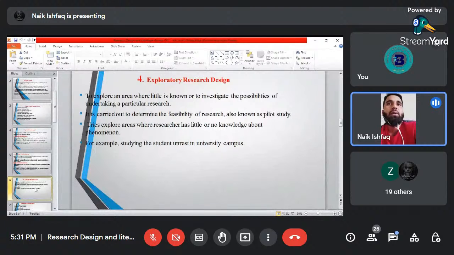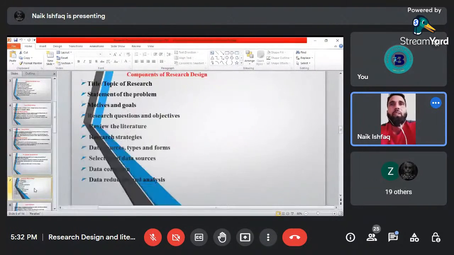It is carried out to determine the feasibility of the research. This research strategy, this research design, we can also call a pilot study. It tries to explore an area where the researcher has little or no knowledge about the phenomenon. For example, when there is any problem in the university, when there is student unrest on the university campus, there is no prior knowledge about what is happening in the university. So anything new happening in the university, there is no previous information about this. So here the researcher tries to explore the new things about the phenomena.